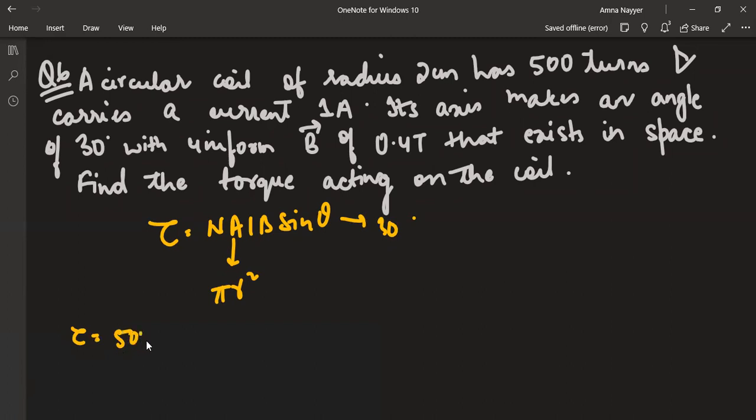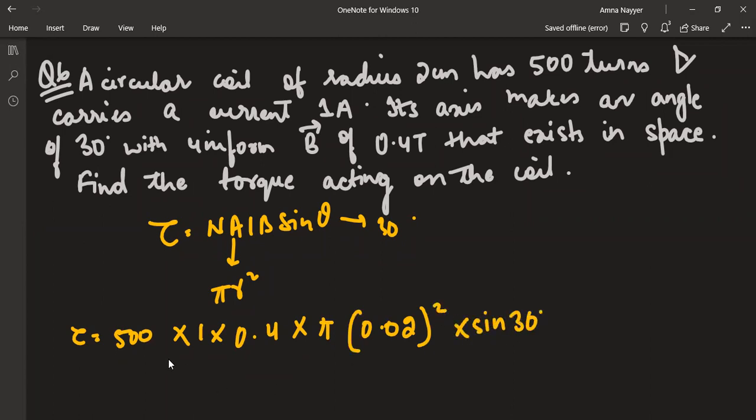So torque will be 500 into 1 into magnetic field is 0.4, 0.4 into then pi r square will be 0.02 whole square into sine 30 degree. So this will be 0.1256, which you can approximate and write 0.13 Newton meter. Quickly note it down. Last topic we have to discuss, and we have to move on to the last segment of magnetics.